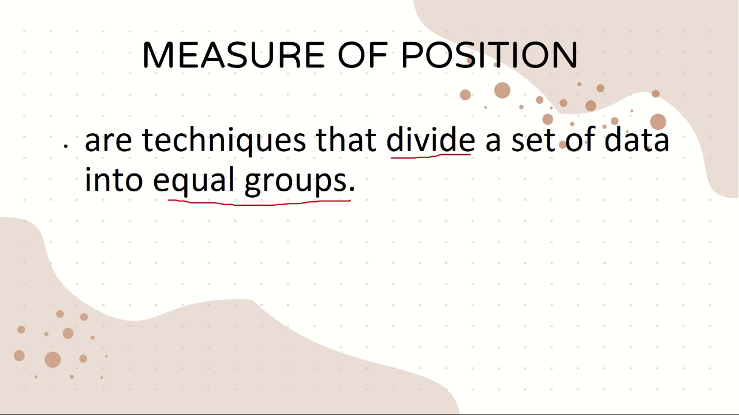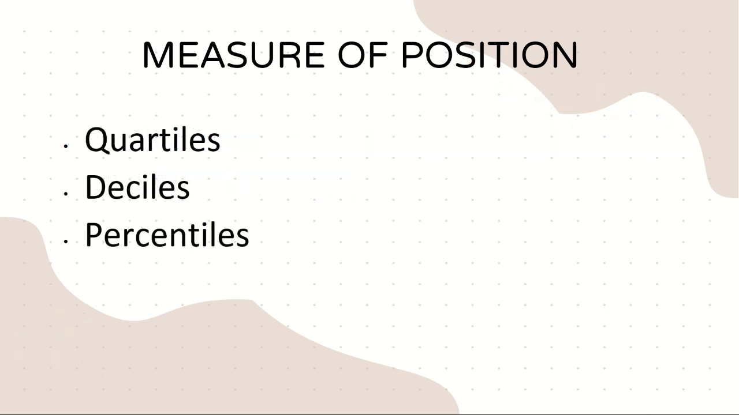Additionally, we have several types of measures of positions. One of these is the median. It was already covered under the measures of central tendency, so it will no longer be tackled in today's lesson. The median divides the data into two equal parts, making it one of the measures of positions. The other three types of measures of positions are the quartiles, deciles, and percentiles, which we will study in our lesson today.